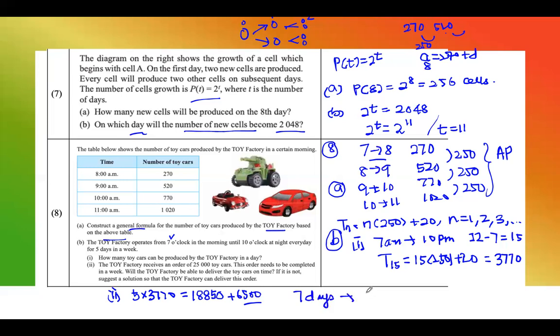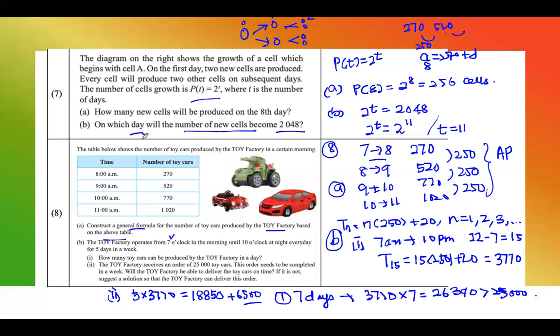7 days. Therefore, it's 3770 times 7. So you get 26,390. So this one is more than 25,000. That is the first suggestion: work 7 days.